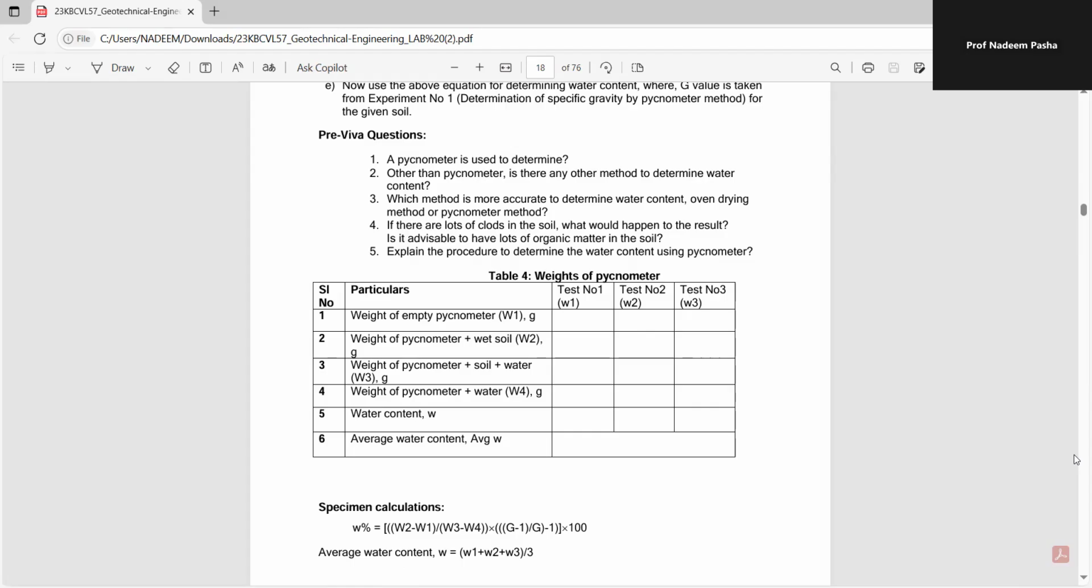If there are lots of plots in there, what would happen to the result? There will be error in the result. Is it as well a lot of arguments? No. Explain the procedure to determine water content. Just now we have explained it. Once again, I am telling you, you just see it.